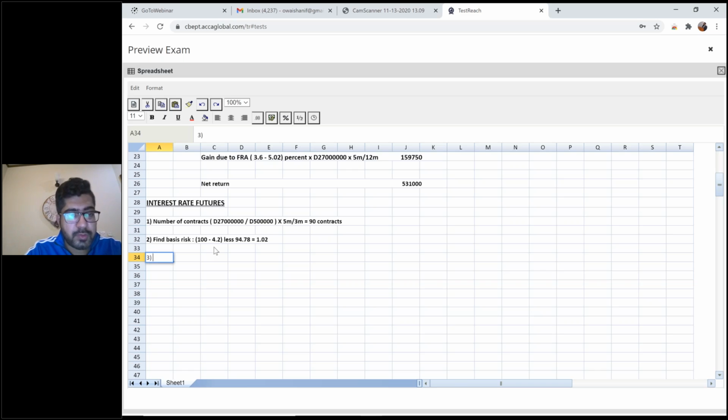The first is the number of contracts. It's borrowed deposit amount over contract size, into 5 months over 3 months: 90 contracts. Basis: the spot, always 100, less LIBOR, the interbank rate, 4.2, less futures price, which will be given in the futures. There are 3 futures given. Maximum it can be for 30th March, 30th June, 30th September, 30th December. You plan to borrow or deposit on 31st Jan, so the very next future you will take is of 30th March, 94.78. Okay. Any questions in these 2?